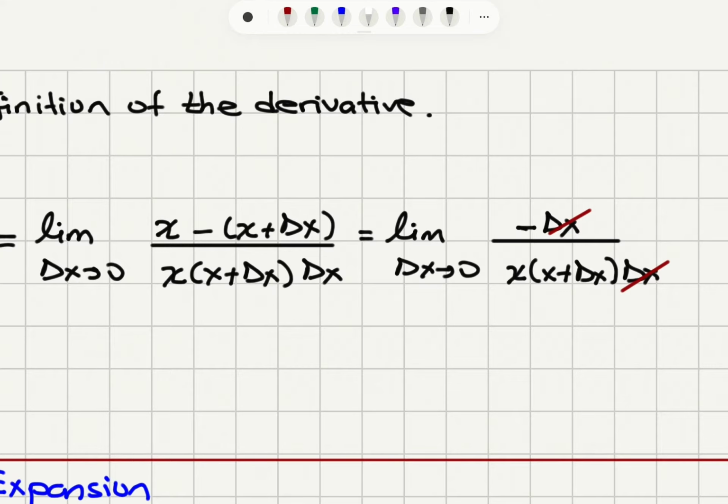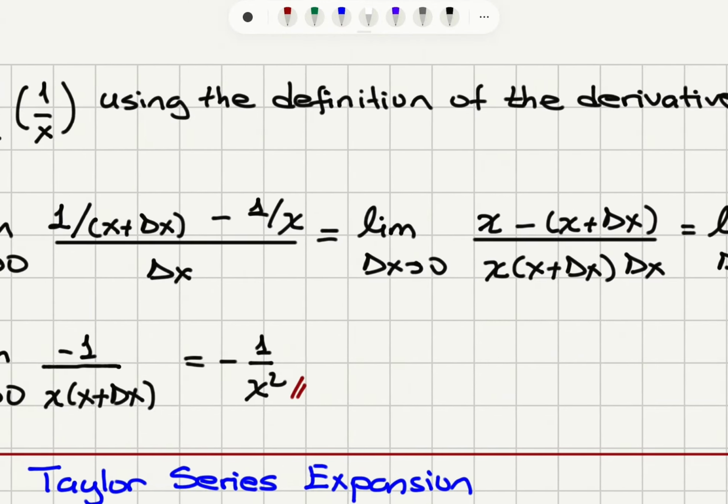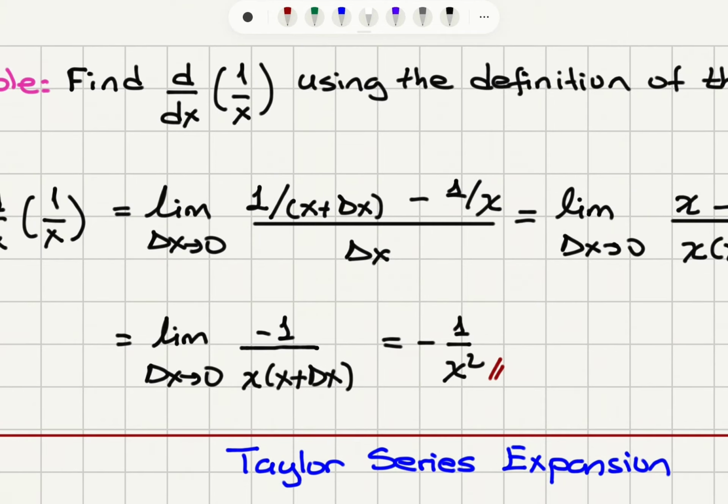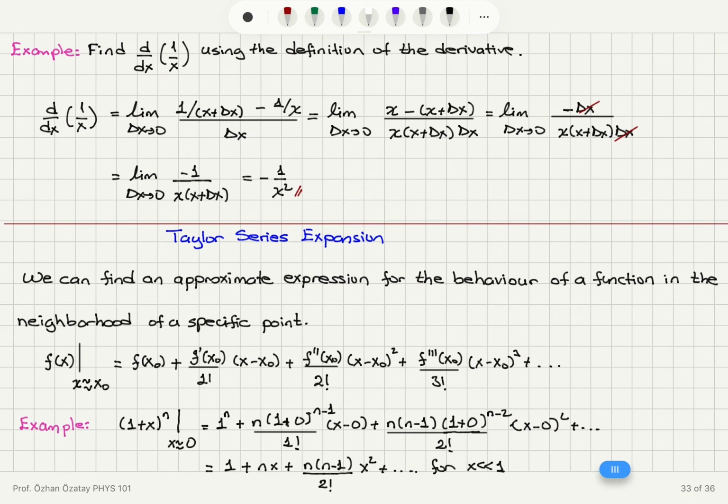The delta x's will cancel since delta x is finite. Therefore, I have minus 1 over x times x plus delta x. If I set delta x equal to 0 at the bottom, I obtain minus 1 over x squared, which is the derivative of 1 over x with respect to x.